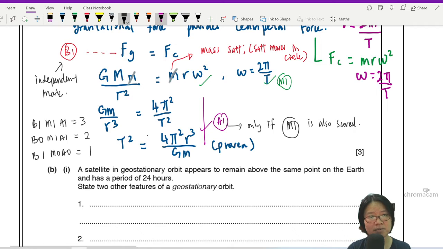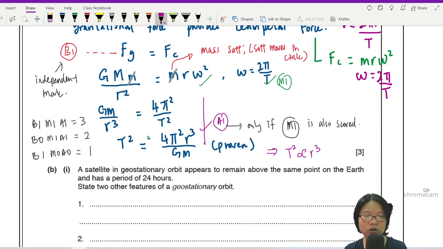A sidebar here about the expression. This T squared is proportional to r cubed. Why? Because 4 pi squared, G and M are constants, right? G is the gravitational constant and M is the mass of the Earth. So these things are constant. This is actually Kepler's third law.